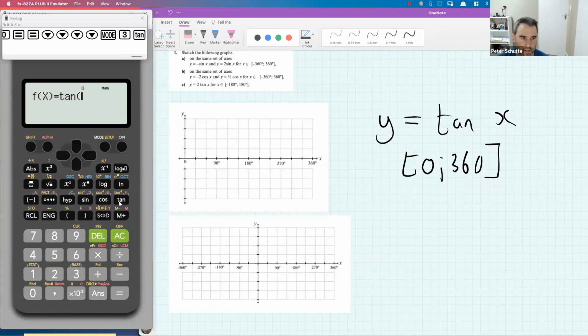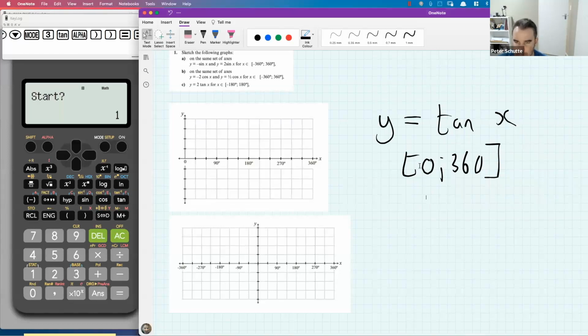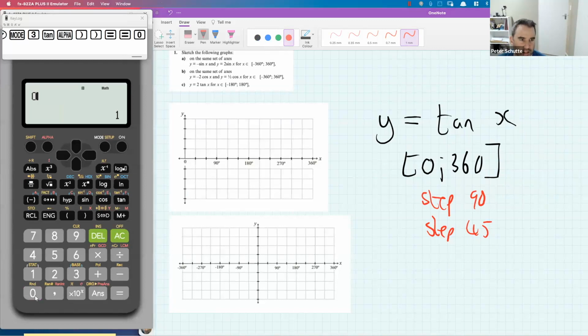So can you draw for me the tan graph over this domain? What's my step size going to be? Aha. So in theory, the step size would be 90, but it's not wrong to make the step size smaller. You could have put into your calculator a step size of 90 or a step size of 45. I think that having a step size of 45 will show you more information. So let's go with that.